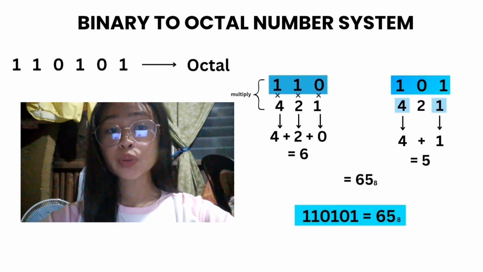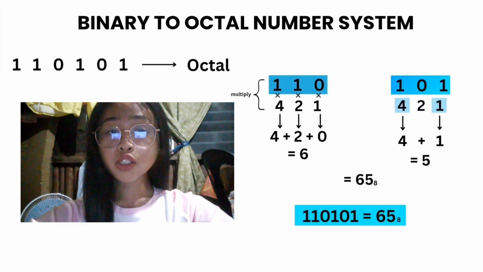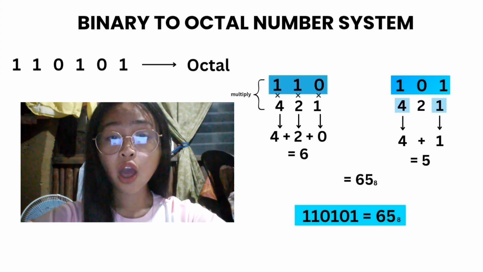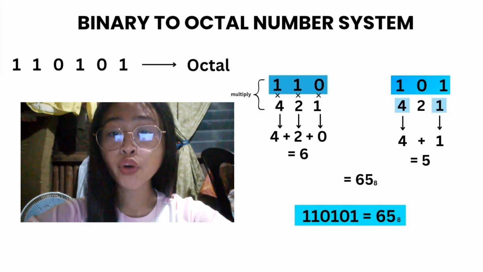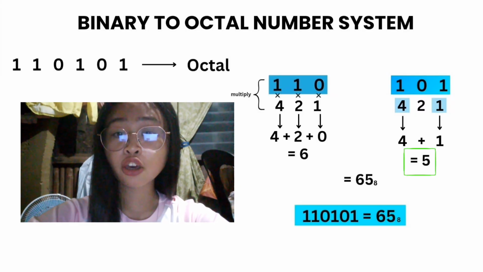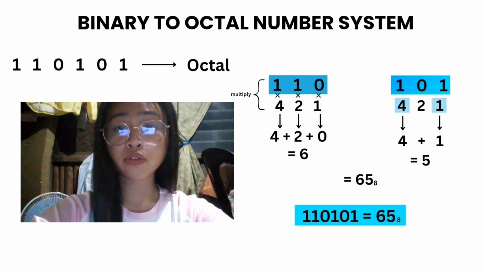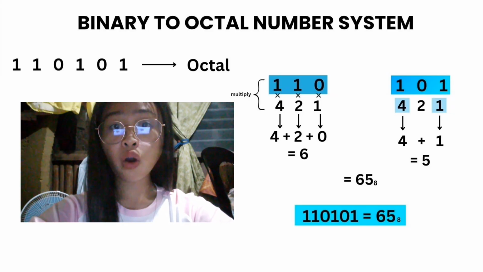The second group of numbers is 101. Now, remember, everywhere there's a 1, we use the number that's associated with it. Now, we add 4 plus 1, and that would be 5. Take 6 and 5 and combine them, making them 65. So, 110101 in an octal number system is 65.